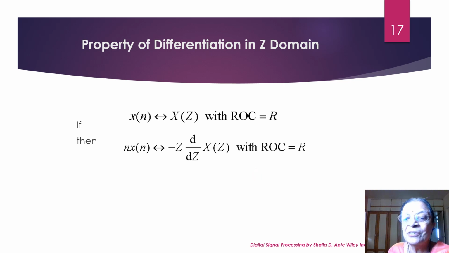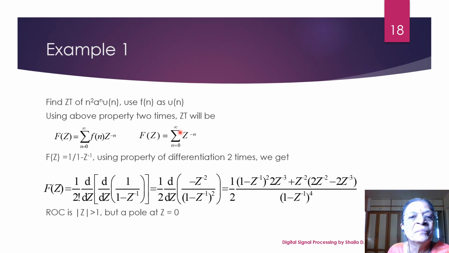We'll illustrate this with one example. Find the z transform of n squared a raised to n u[n]. Use f[n] as a^n u[n]. So, using the above property two times.